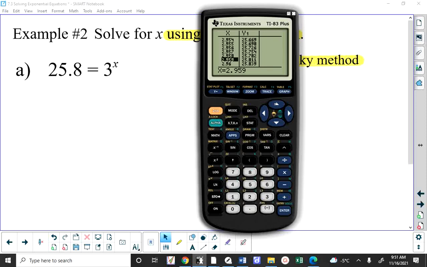If you had lots of time on your hands, then you could figure out what the answer is to more decimals. And if you did that, you would actually discover that it's 2.958618364. Don't try to figure out what those keystrokes are. I can demonstrate this to you, 3 raised to that answer. And it doesn't just give kind of close to 25.8, it gives exactly 25.8. So that's one way you can get the answer here. The answer is about 2.96.